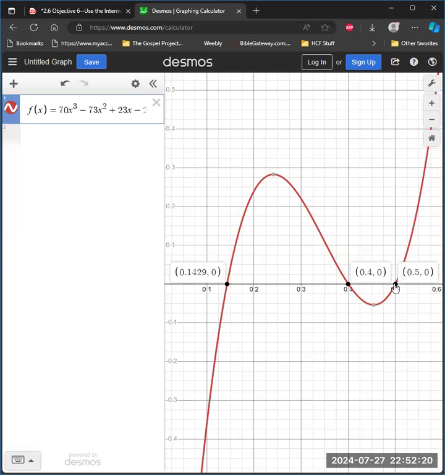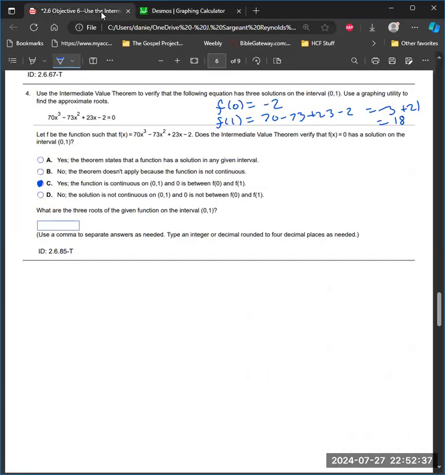All right. And we have 0.4, 0.5, and 0.1429. 0.1429 is the furthest to the left, and then 0.4, and then 0.5.